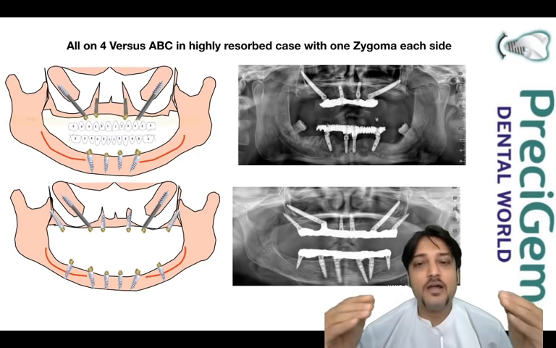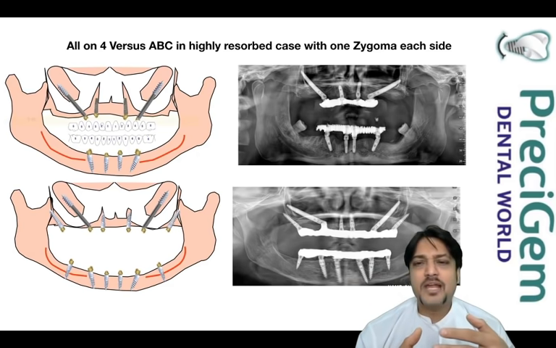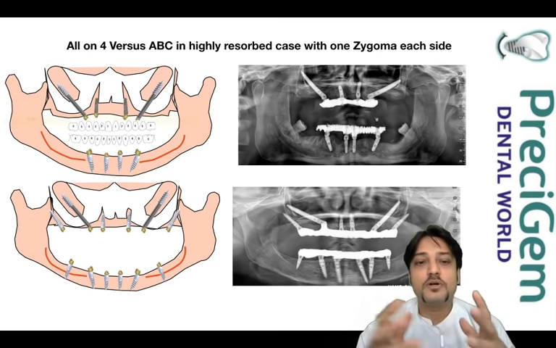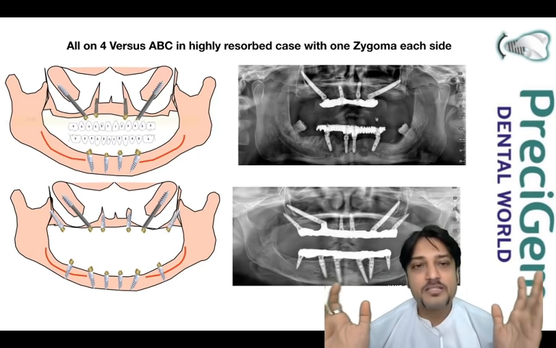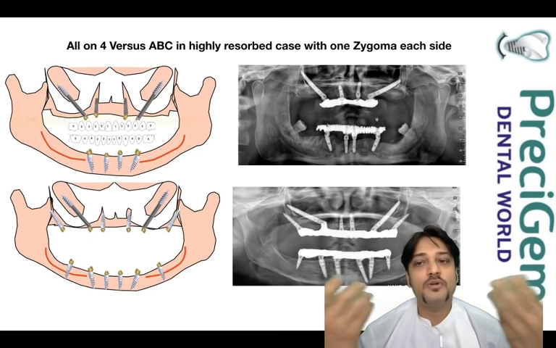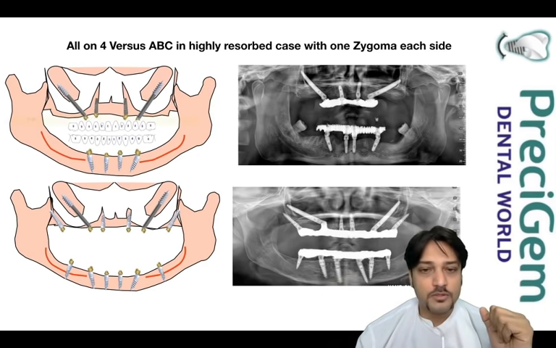So that's why I always recommend avoiding cantilever and going ahead with more implants instead of 4 implants, by utilizing the best suitable bone available in the lower jaw and in the upper jaw, that is pterygoid bone, and the lingual cortical in the lower jaw.